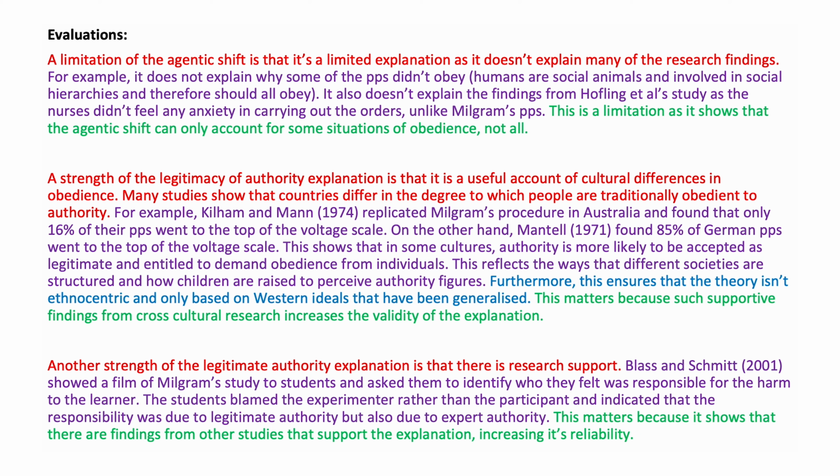The first evaluation is a limitation of the agentic shift, is that it's a limited explanation, as it doesn't explain many of the research findings. For example, it does not explain why some of the participants didn't obey. Humans are social animals and involved in social hierarchies, and therefore we should all obey. And it doesn't explain the findings from Hofling's study, because the nurses didn't feel any anxiety in carrying out the orders, unlike Milgram's participants. This is a limitation, as it shows that the agentic shift can only account for some situations of obedience, but not all of them.